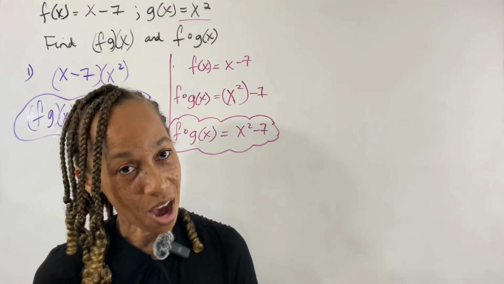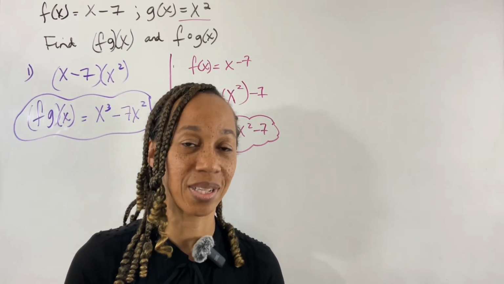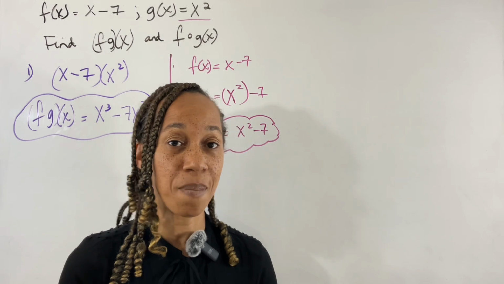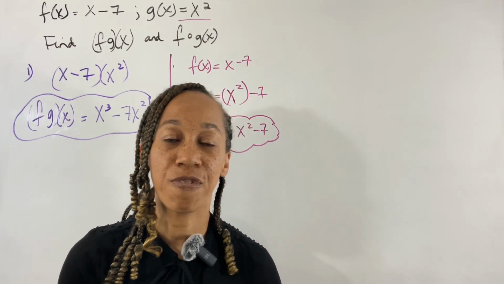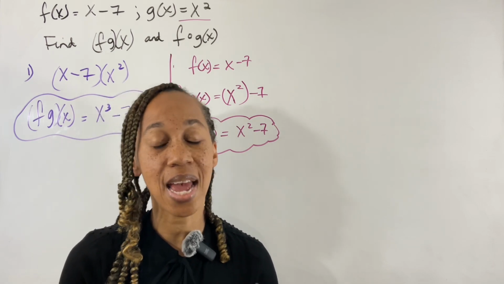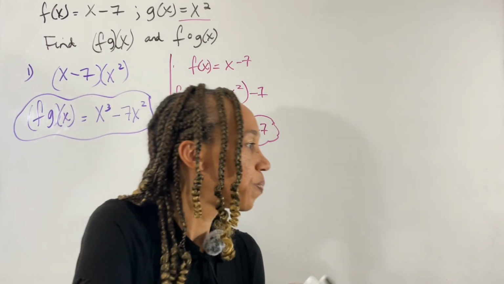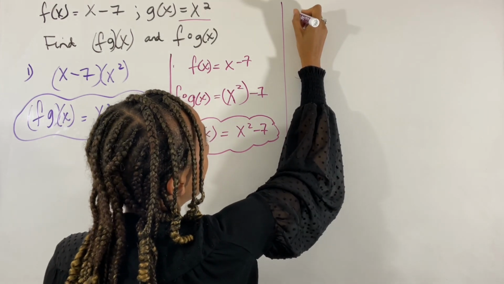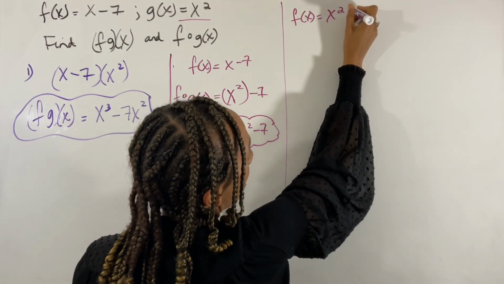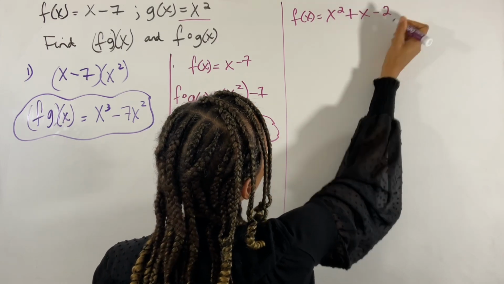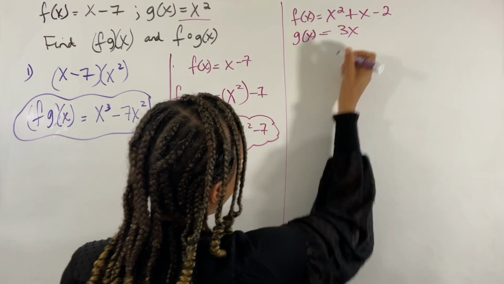As you should know by now, variety is the spice of life, and I always like to give more than one example. This example is a combination of a function that has a trinomial and another function that has a monomial. So let's get right into it. I'm given f of x is going to be x squared plus x minus 2, and g of x is simply going to be 3x.